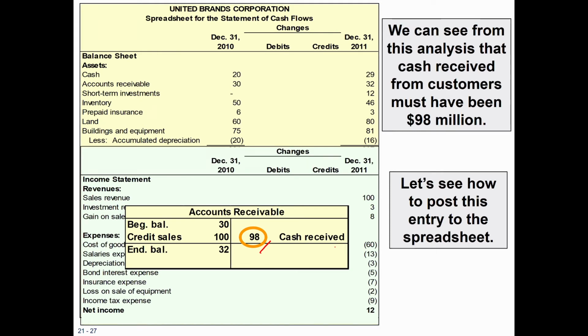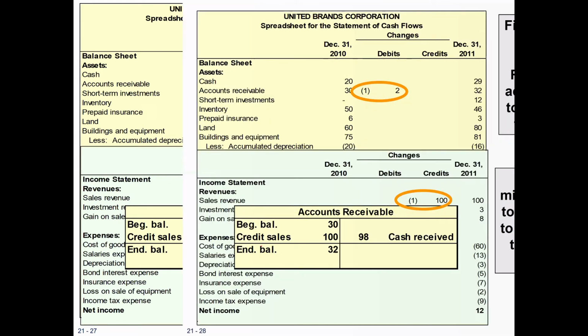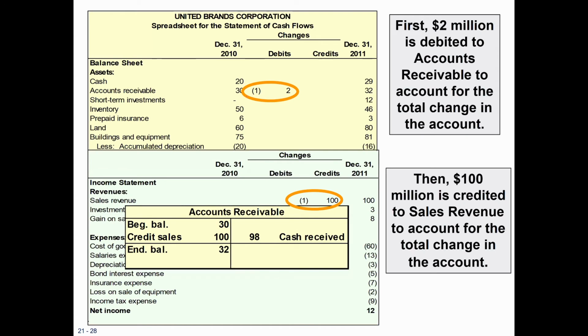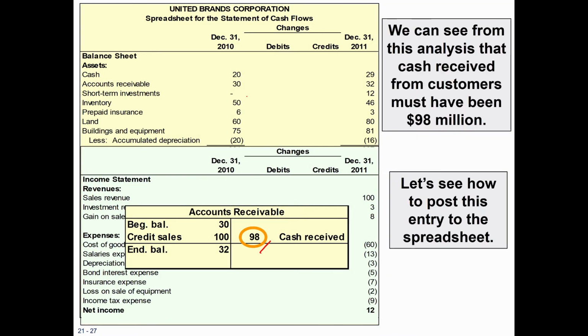This is the old method we learned previously. Once we have this 98, you put it in the spreadsheet: cash received from customers, 98. But actually, this is the old method. So what is the new method? Let me talk about the new method.